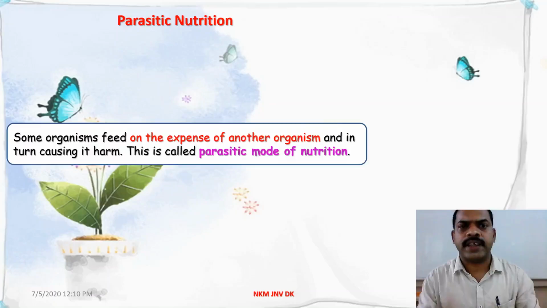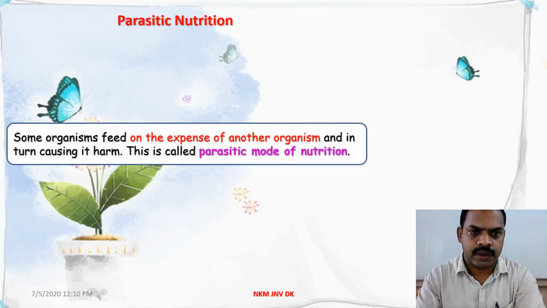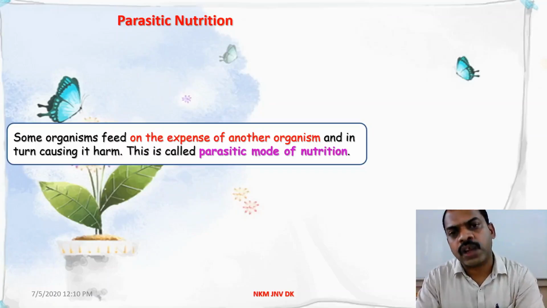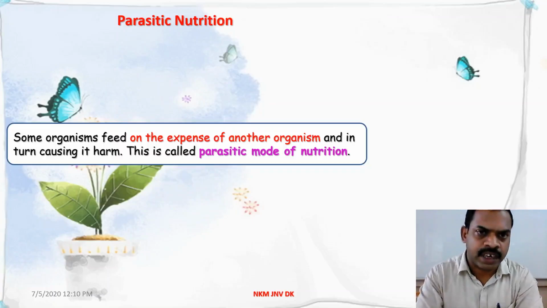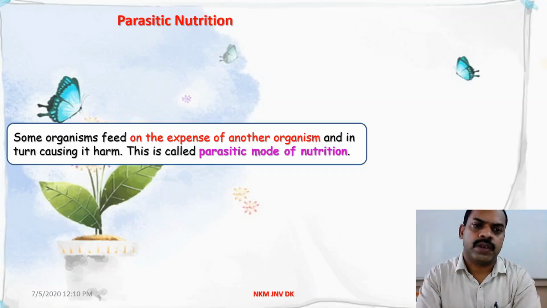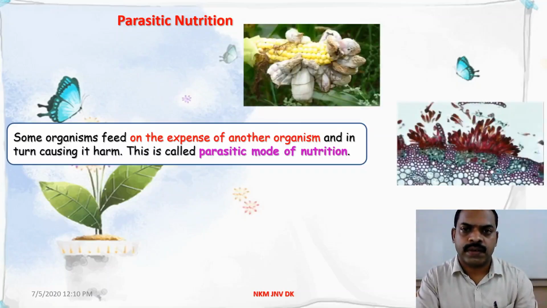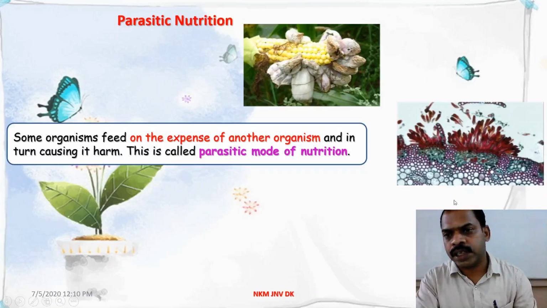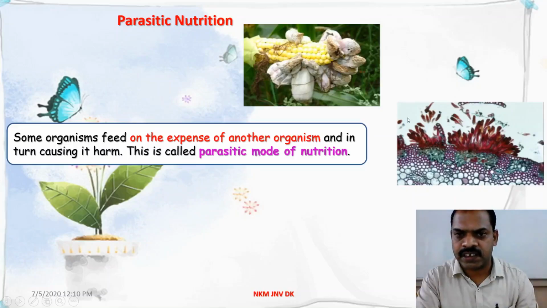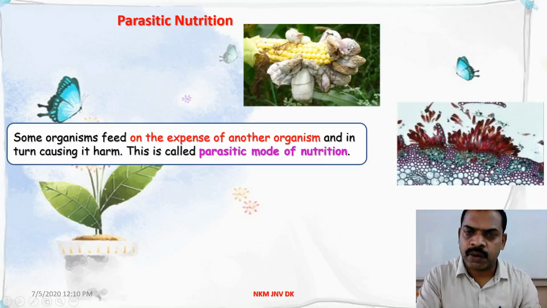So let us see the parasitic mode of nutrition. Some organisms live or feed on other organisms, living inside or outside them and causing harm or damage. Such a mode of nutrition is called the parasitic mode of nutrition. You can see here Puccinia grows on wheat as well as rice, causing fungal diseases, rust diseases, and other fungi grow on corn, maize.